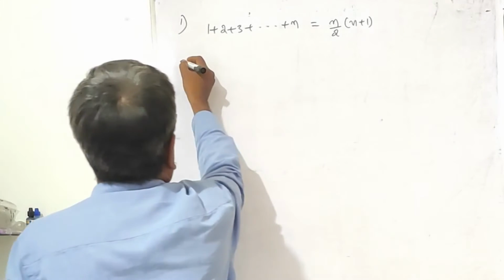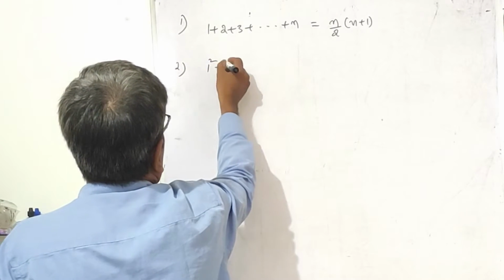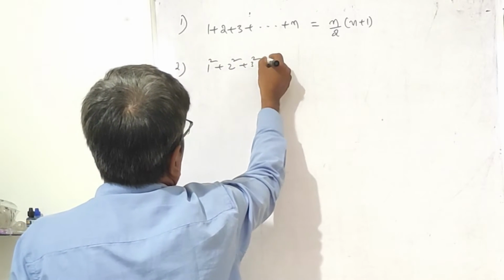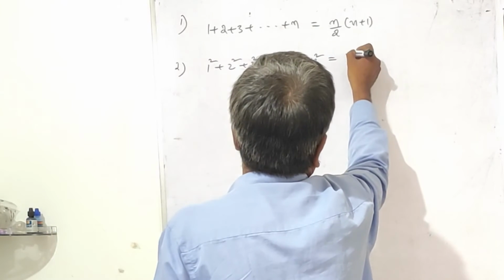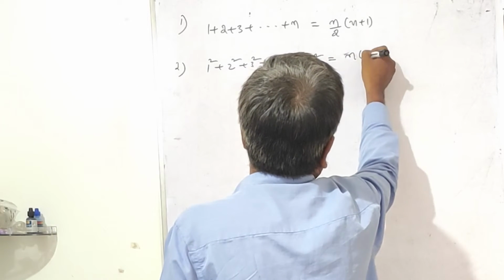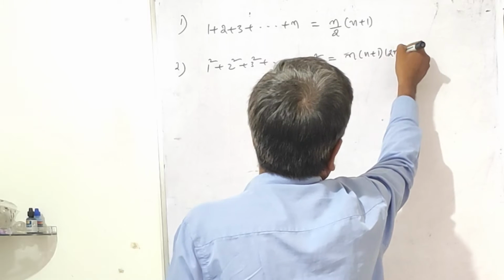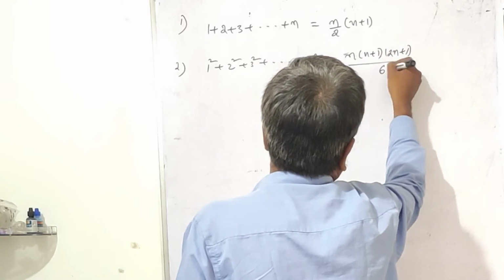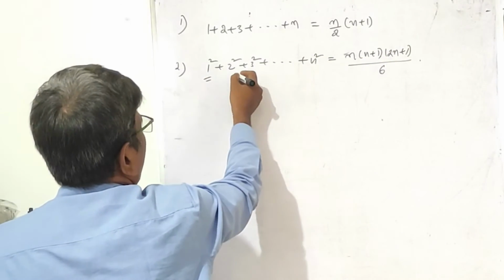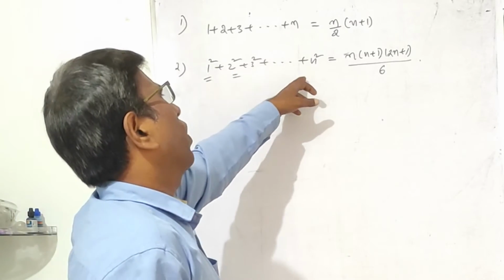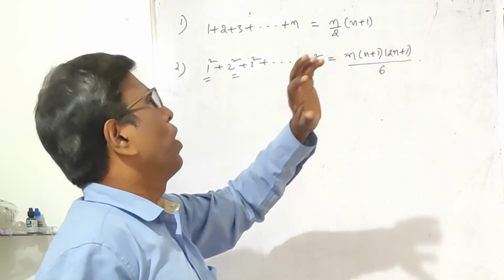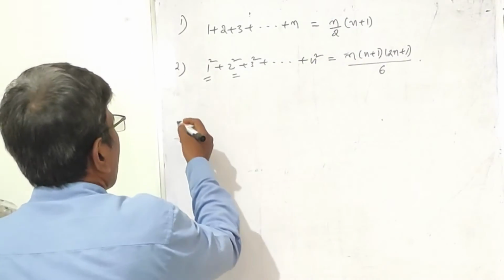This is the first formula. Now, 1 square plus 2 square plus 3 square and so on up to n square. This is the formula: n into (n plus 1) into (2n plus 1) by 6. This is the sum of the squares of n natural numbers.